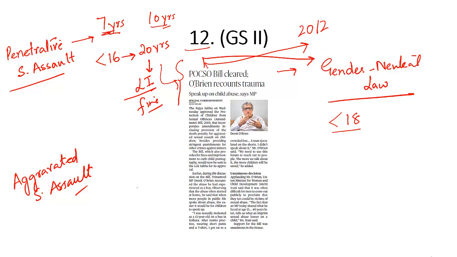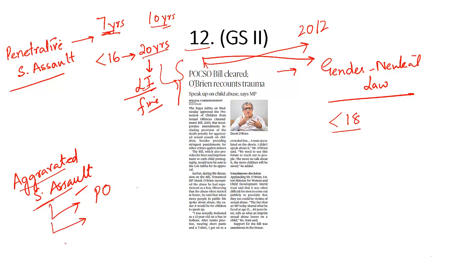And somebody committing penetrative sexual assault against a child less than the age of 16: 20 years or life imprisonment. But what is this aggravated sexual assault? When does a sexual assault become aggravated? If this sexual assault is committed by a police officer, it becomes aggravated.